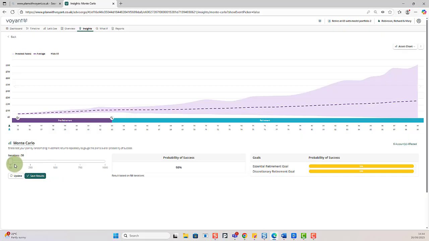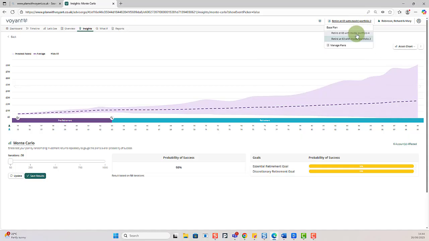Let's run the Monte Carlo Insight Portfolio 2, retire at 63. I'll run at 50 iterations for speed. You can choose between 50 and 1000 iterations. Monte Carlo measures how often the plan can achieve all goals in each year, given randomized investment returns. The probability of success, 98%. This can change each time the Monte Carlo is run. You can hover over any year to see the minimum and maximum expected returns.